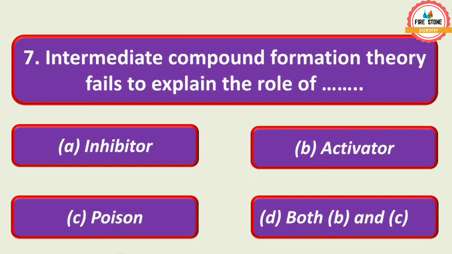Next question, question number 7. Intermediate compound formation theory fails to explain the role of dash dash, and the options are A inhibitor, B activator, C poison and D both B and C. And the correct option is option number D, that is both B and C. So intermediate compound formation theory fails to explain the role of activator and poison.